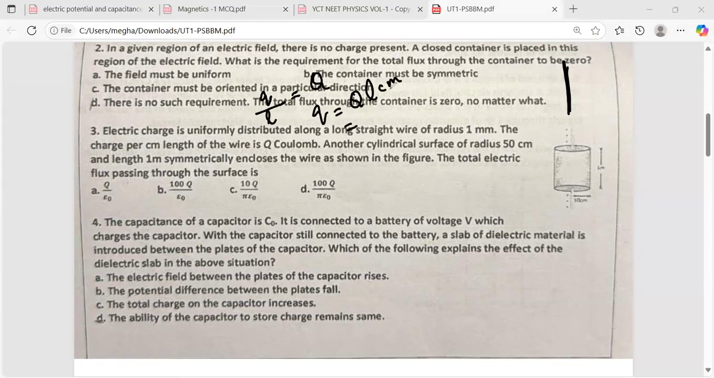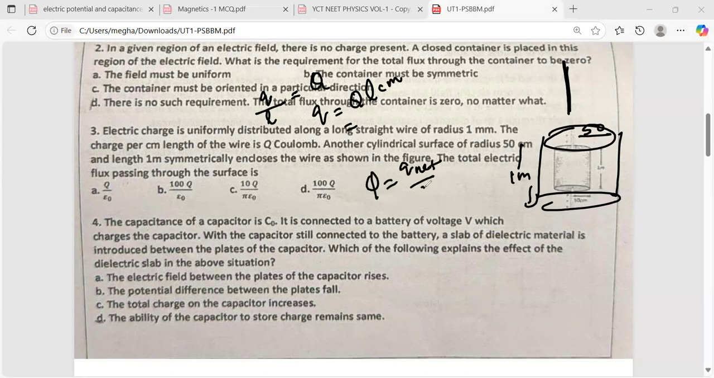So L is in centimeter. Another cylindrical surface of radius 50 centimeter and length 1 meter symmetrically encloses the wire as shown in the figure. The total electric flux is equal to Q naught by epsilon naught. Instead of Q, I have to write it as capital Q into length. The length is in centimeter, convert to meter, that is equal to 100 Q divided by epsilon naught. So this is the answer, 100 Q by epsilon naught.